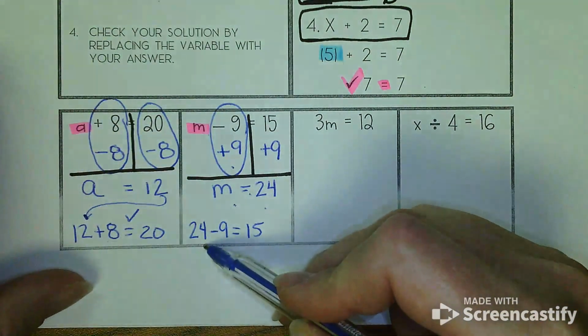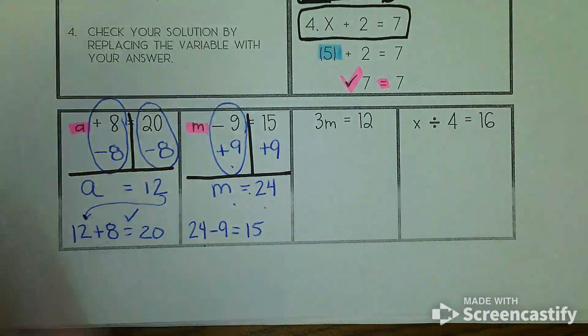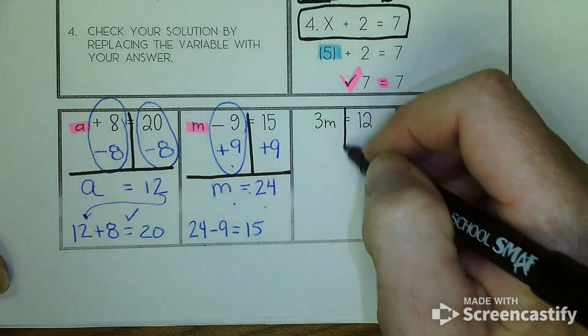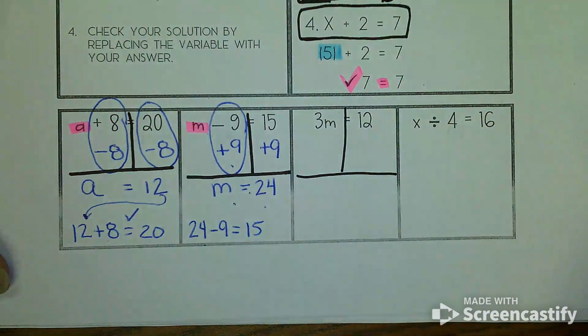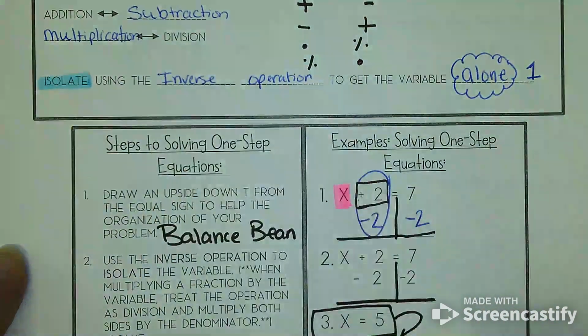So when I plug it in, I get 24 minus 9 equals 15. Now, this next problem is the first time that you've seen a multiplication problem. This means 3 times m. So you're still going to draw your balance beam in. And if you remember at the very top of our paper, multiplication is undone through division.